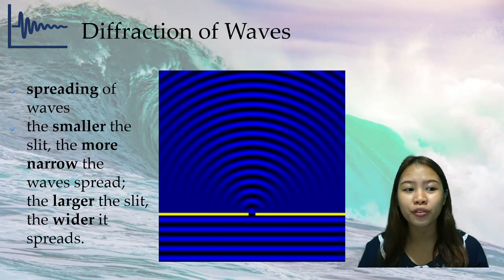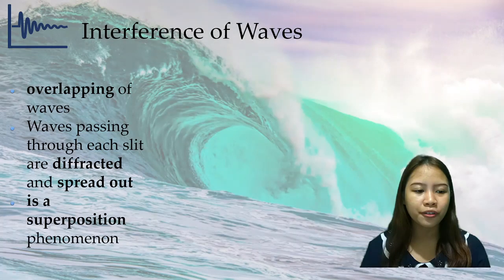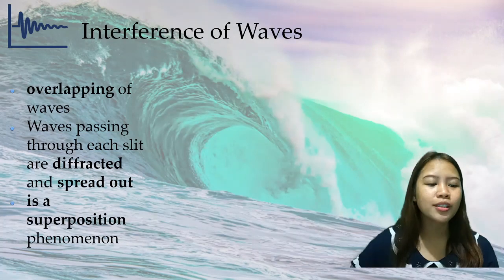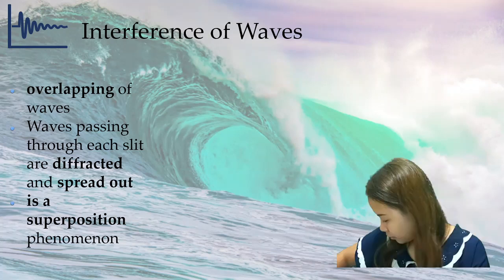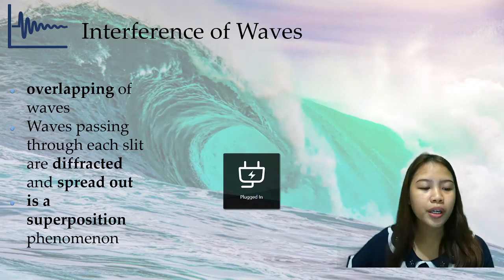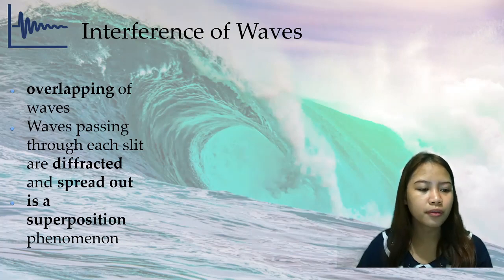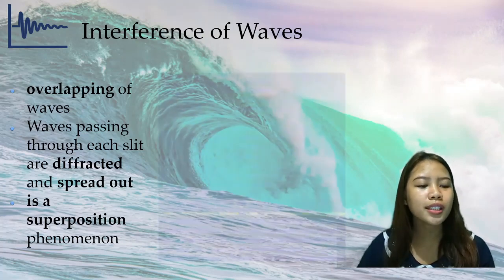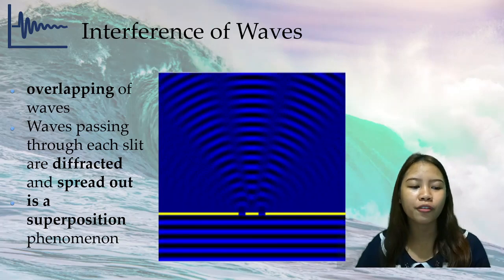Next, we have the interference. Interference of waves. Okay, so we have the interference of waves. So this is the overlapping of waves.